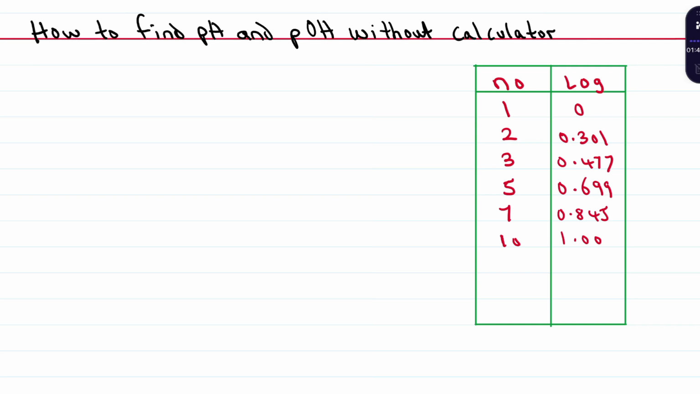Now, imagine you're asked to calculate the pH of a solution with H plus of, let's say, 2 times 10 raised to the power minus 2 mole per dm cube. Probably in simpler form, let's just take that, since mole per dm cube is used as our molar.